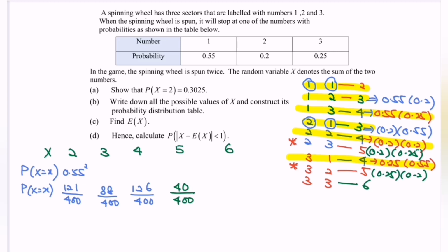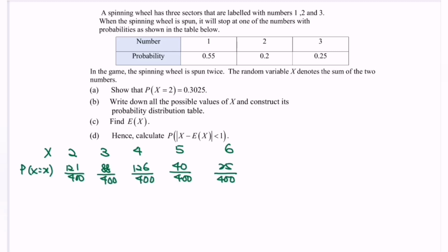And then finally, refers to number 6. So here we have the number 6. So 0.25 bracket square. So if we square the situation, our answer will be 25 over 100. So basically, that is a probability distribution table for this case. So rewrite the situation in a probability distribution table.